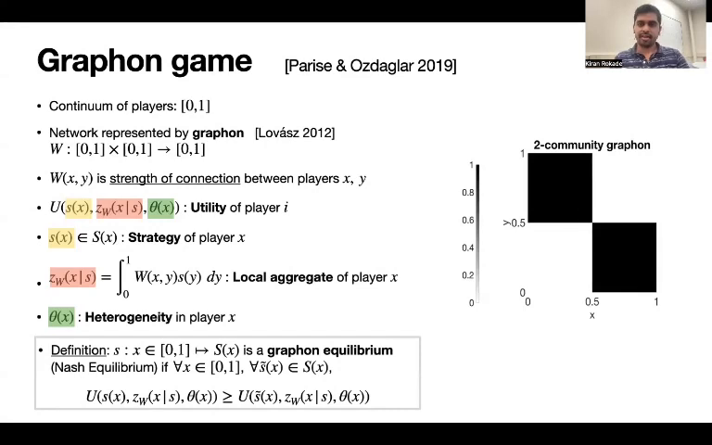So on the right, I have an example of a Graphon. This Graphon divides the players into 2 communities. The first community is the subinterval 0 to 0.5, and the second community is the subinterval 0.5 to 1. Now, as you can see in the Graphon, the players from the first community are connected to all the players from the second community and vice versa.